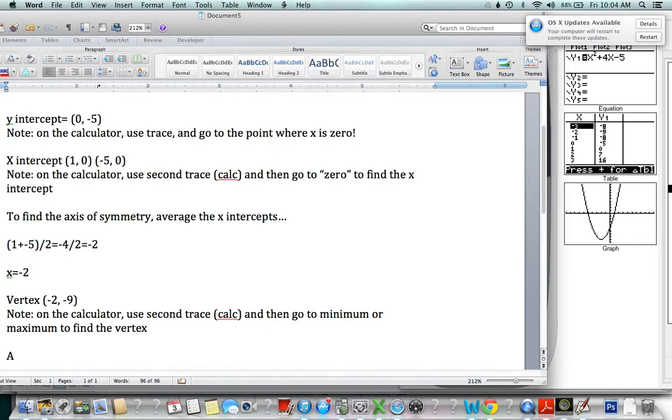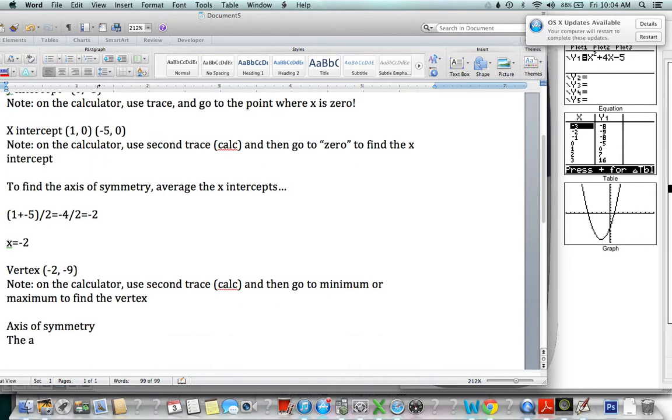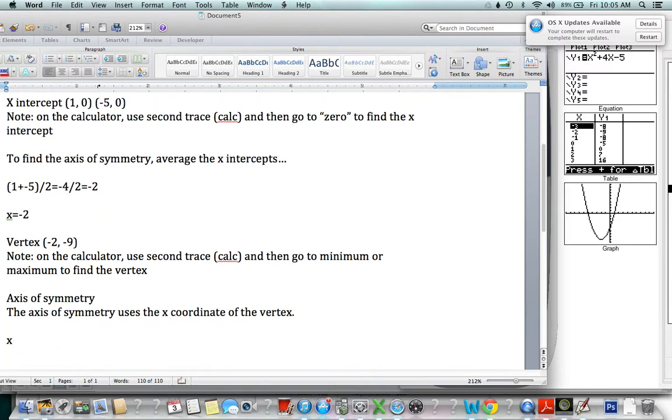Now to find the axis of symmetry, in the quickest possible way, the axis of symmetry uses the x-coordinate of the vertex. Now remember, the axis of symmetry is a line. It's a vertical line, so we do have to say x equals. So because the x-coordinate of the vertex is -2, it's x equals -2.